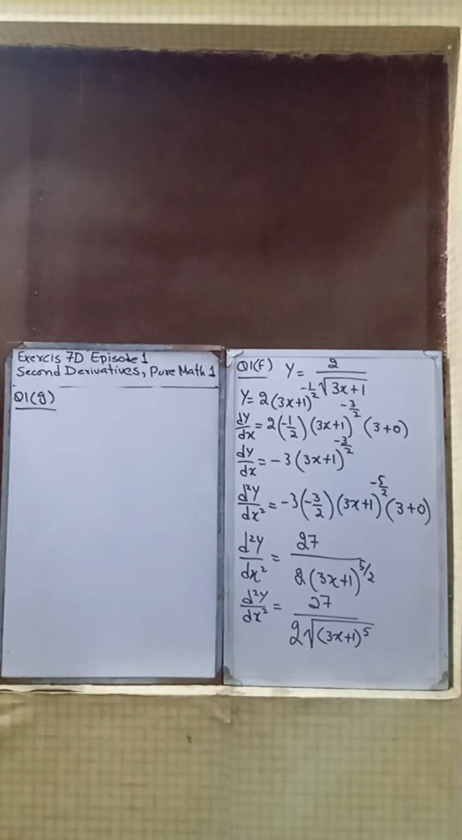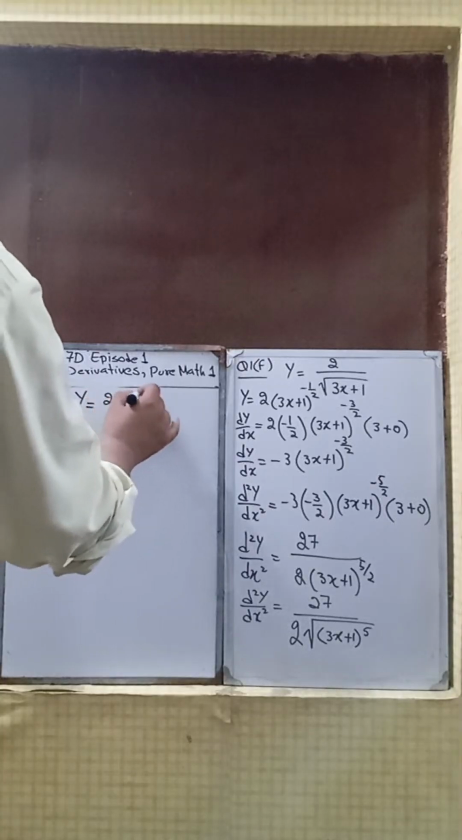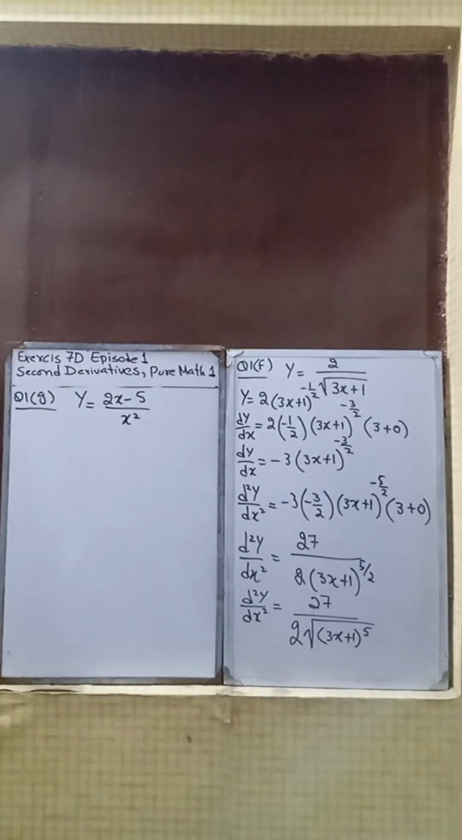Here an equation is given, y is equal to (2x minus 5) divided by x square, and we want to find out the second derivative of this. So this is question number 1, its G part. We have to find the second derivative. This is Pure Maths 1 of the AS A Level Mathematics 9709. We are working on the course book, exercise 7D. It's the first episode on this exercise.